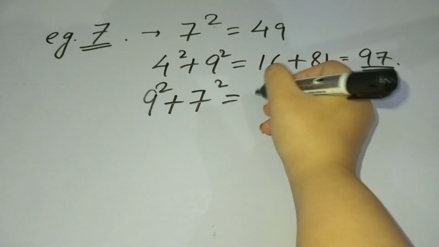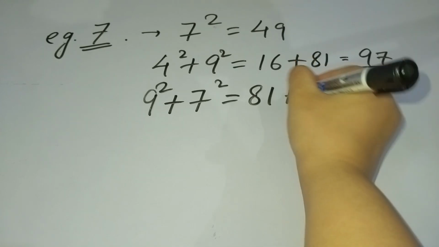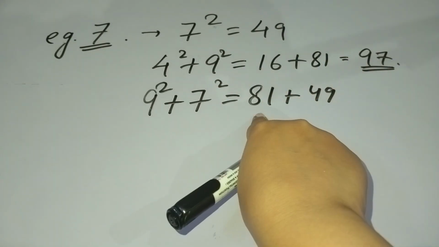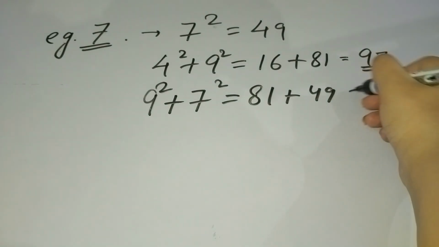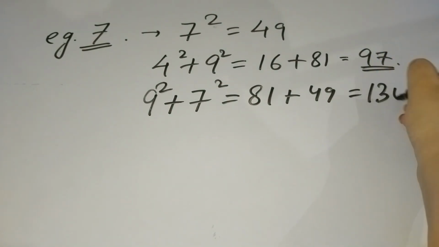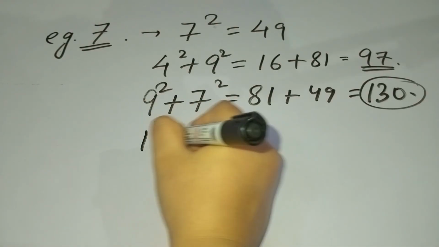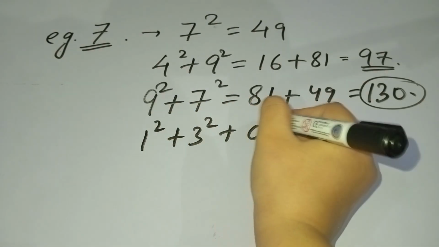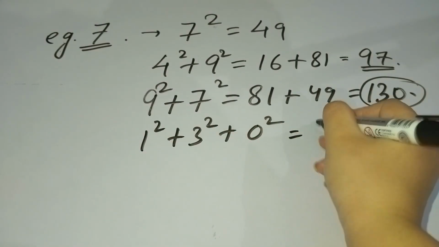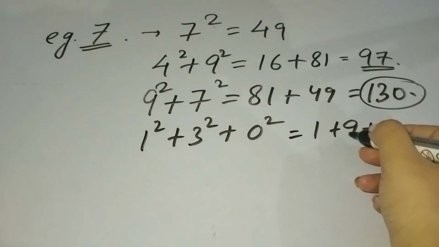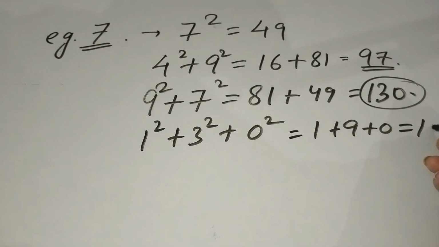Now 9 square plus 7 square. So 9 square is 81. 7 square is 49. So after adding 81 plus 49 we'll get 130. Now we'll square the digits of 130. 1 square plus 3 square plus 0 square. So 1 square is 1, 3 square is 9 and 0 square is 0. So 9 plus 1, we'll get 10.